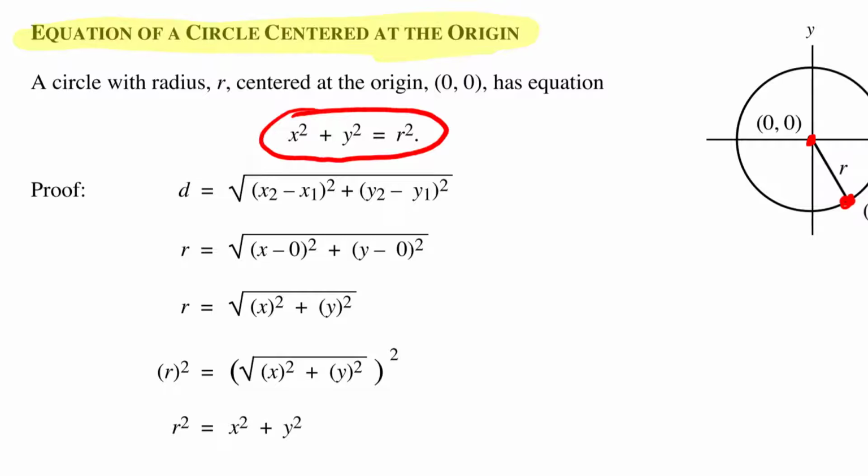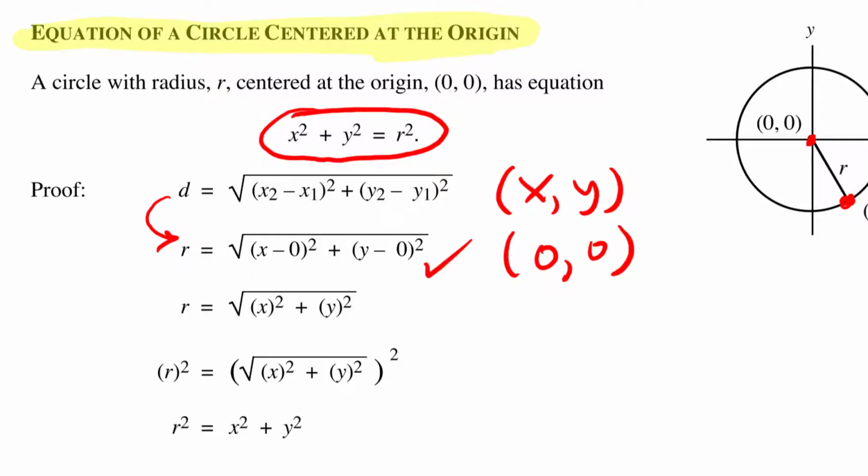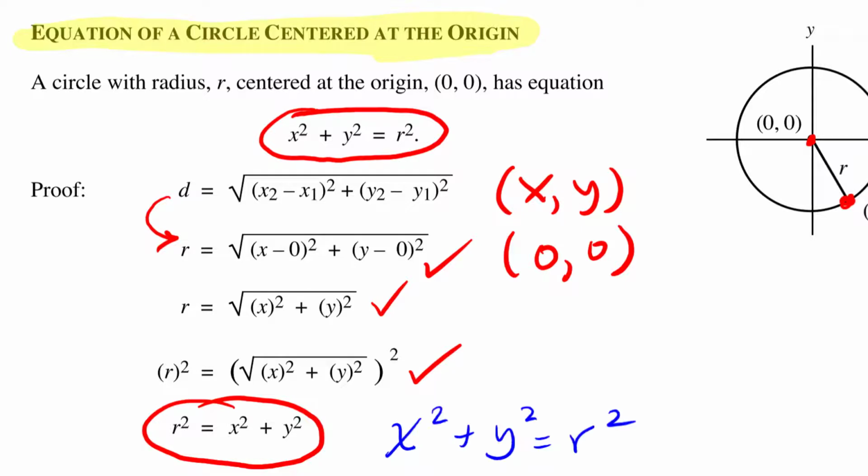We can see here where our distance is r, the radius, and using the points xy and 0, 0, placing those into the distance formula, r equals the square root of x squared plus y squared, square each side. Lo and behold, the equation of a circle centered at the origin. We can just as easily write that as x squared plus y squared equals r squared.